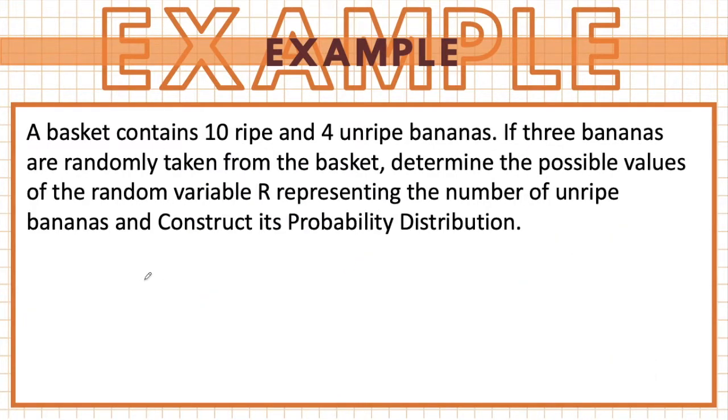Next, a basket contains 10 ripe and 4 unripe bananas. If 3 bananas are randomly taken from the basket, determine the possible values of the random variable r representing the number of unripe bananas and construct its probability distribution. So again, we are to construct the discrete probability distribution. In this problem, we have to identify first the values of the random variable r. So, R again represents the number of unripe bananas.